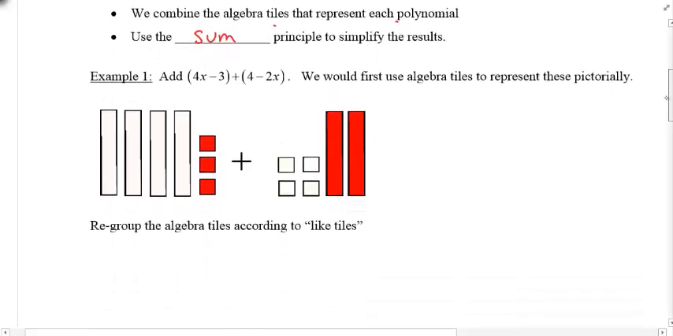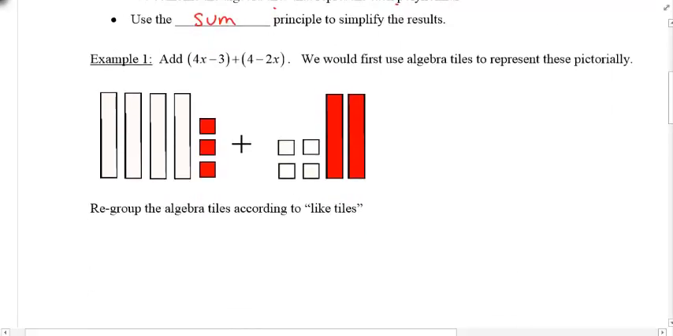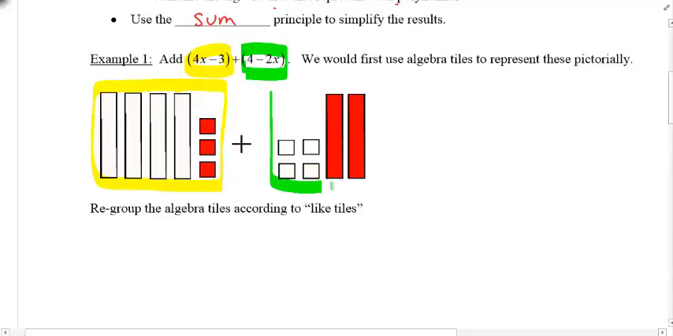Let's take a look at our first example here. Notice I've got two polynomials. I've got the 4x minus 3, and that visual representation is here. Can you say thank you? I drew it out for you. And then we have this other polynomial, 4 minus 2x, and that visualization is right here. See? 4 small squares, 2 rods that are shaded.